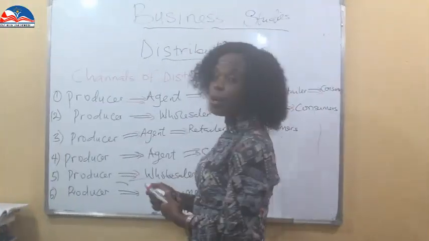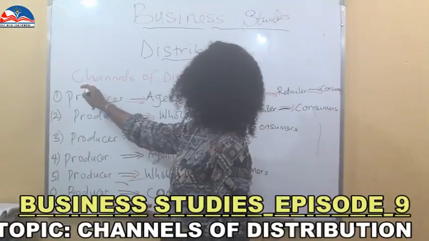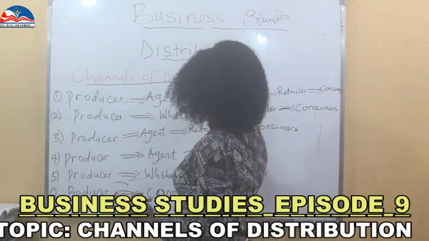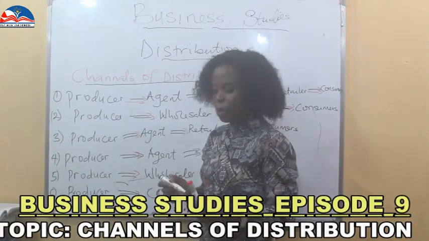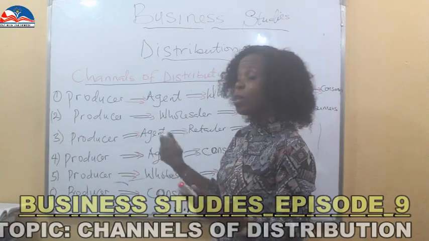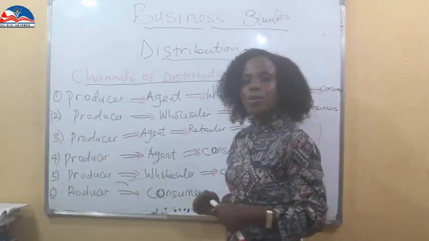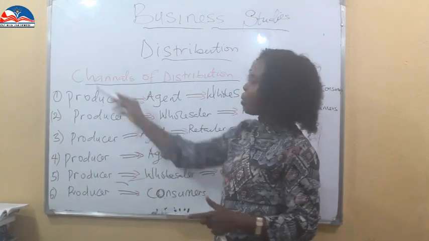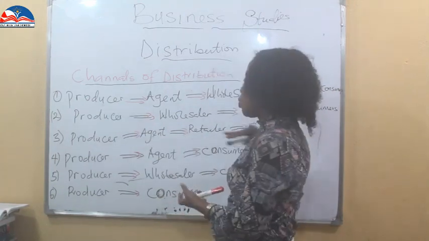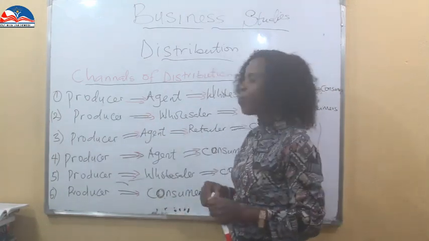This is our second point in our class today, the channels of distribution. We've talked about the meaning of distribution. What are the channels of distribution? We have about 6 channels. We're going to see how this channel work.